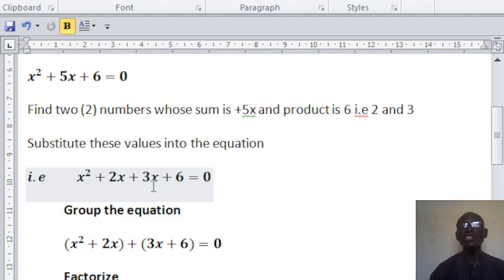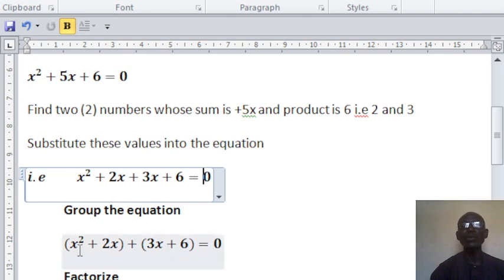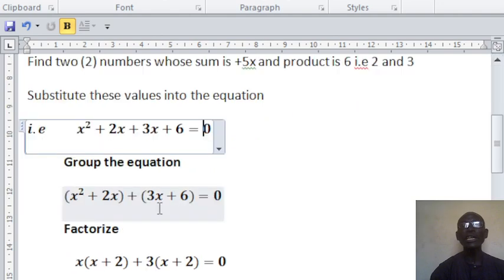So what we need to do now, we group this expression here that is at your left hand side. You group them, such as x squared plus 2x, open and close your bracket, plus 3x plus 6, open and close your bracket. You equate them all to 0.